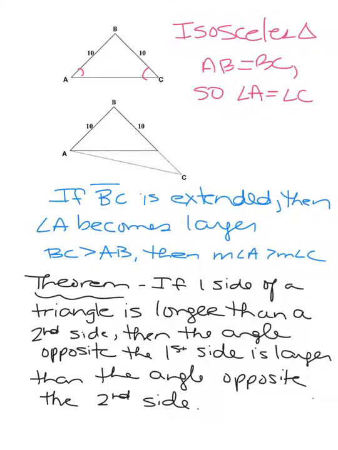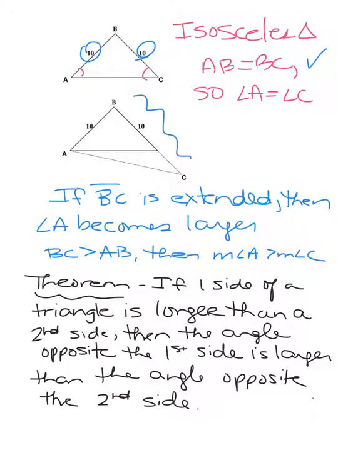So this first triangle, we have an isosceles triangle because both of the sides have a length of 10. And because of that, we know the angles opposite those sides are congruent. So because AB is equal to BC, we can say that angle A is also equal to angle C because they're congruent.